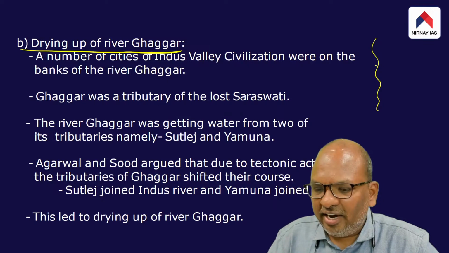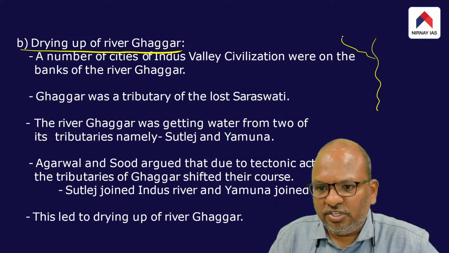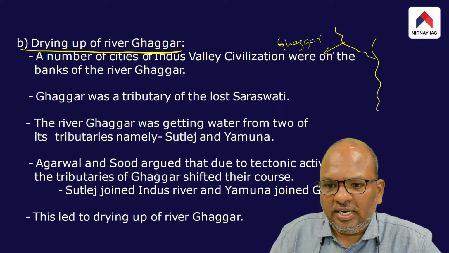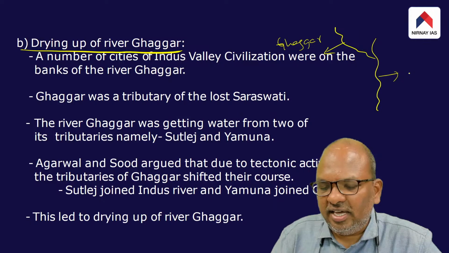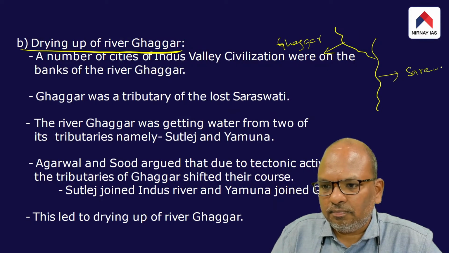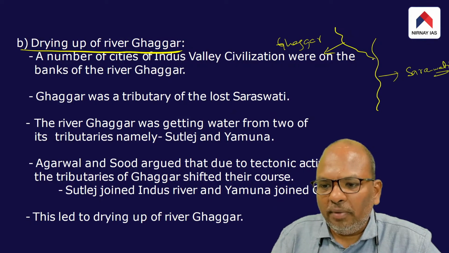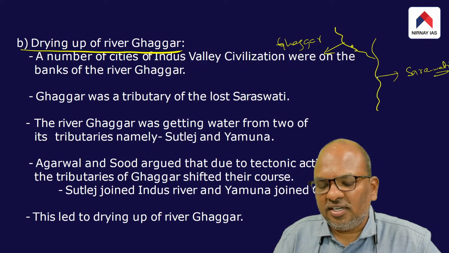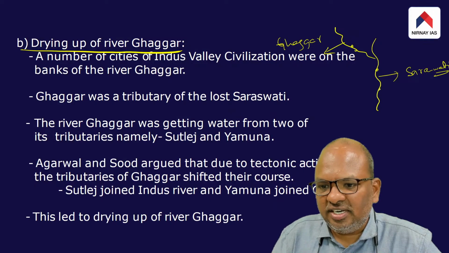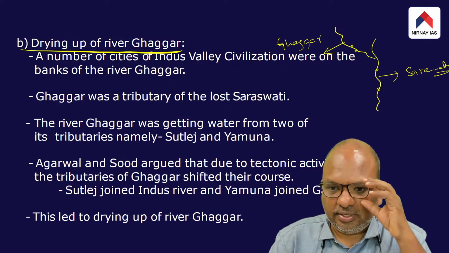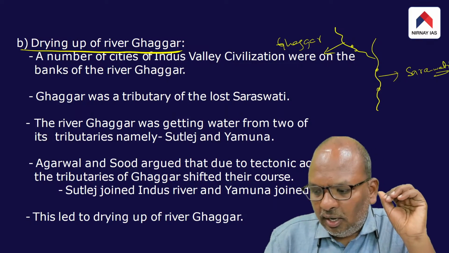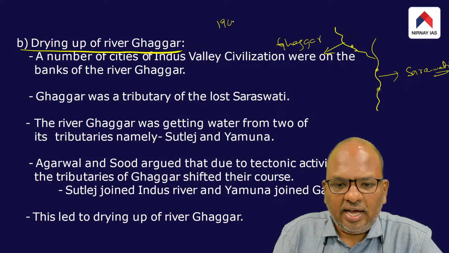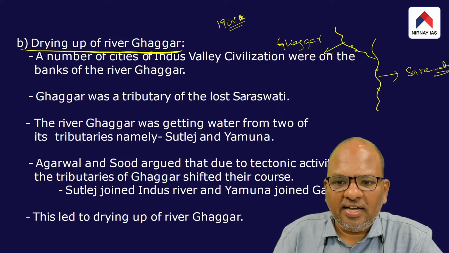But the Saraswati had numerous tributaries. One such tributary was Ghaggar. Basically, this is a river and this is a river. So, numerous cities existed on the banks of river Ghaggar. Numerous cities of Indus civilization existed on the banks of river Saraswati. So Agarwal and Sood argued that by about 1900 BC, river Ghaggar dried up.